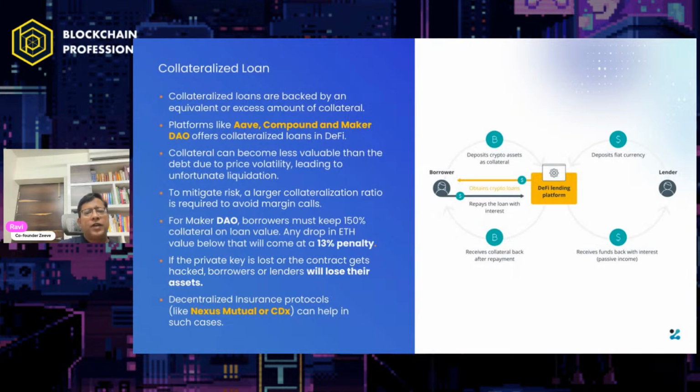The example of Aave is crypto collateralization, where you provide one crypto and take a loan against that in the form of another crypto, another token. Aave, Compound, and MakerDAO are some of the protocols where you can take crypto collateralized loans.